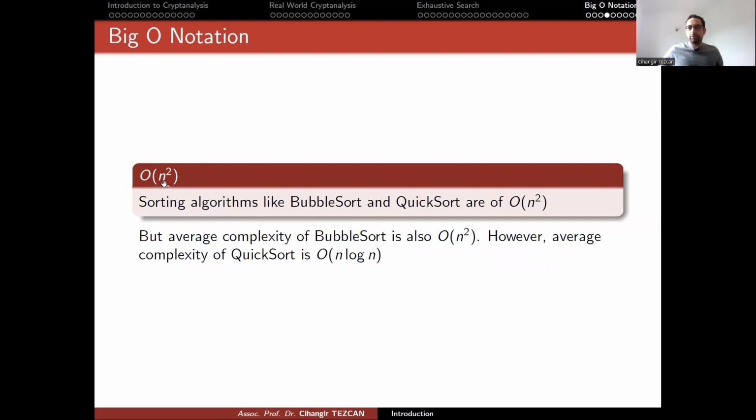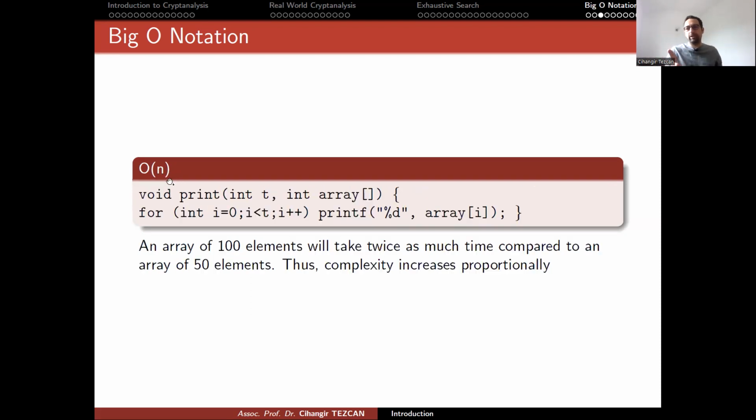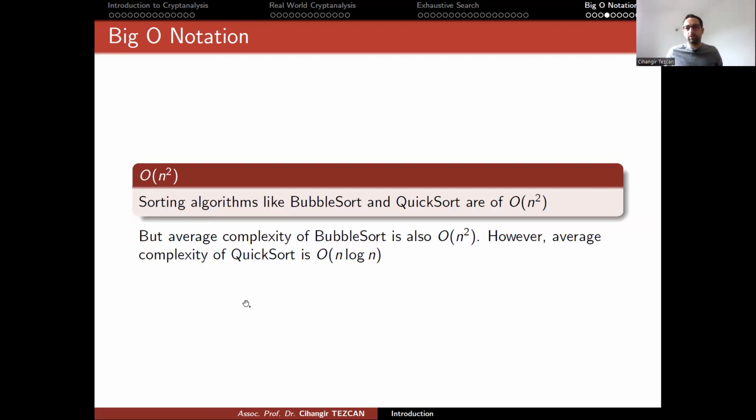We can have O(n^2). This is still polynomial time, but there's a square, so it takes longer to run this one compared to this one. Sorting algorithms like bubble sort and quick sort are O(n^2). Here n is the number of elements you are going to sort. A good tip is that the average complexity of bubble sort is also O(n^2). However, the average complexity of quick sort is O(n log n). This means that in practice, most of the time, quick sort will give you a faster answer compared to bubble sort. In theory, they are in the same category, O(n^2).